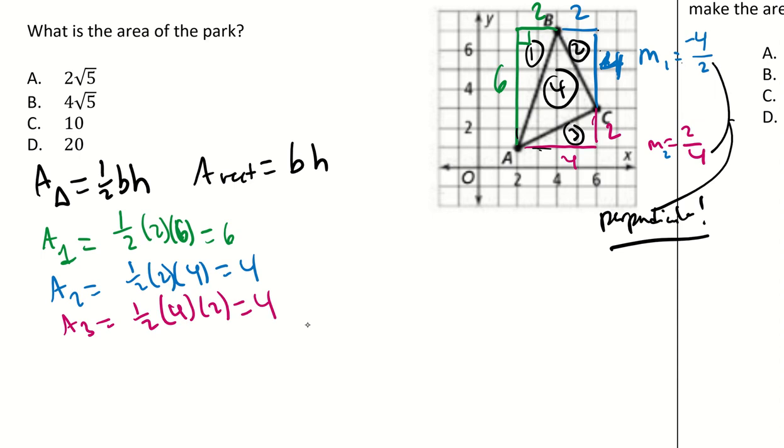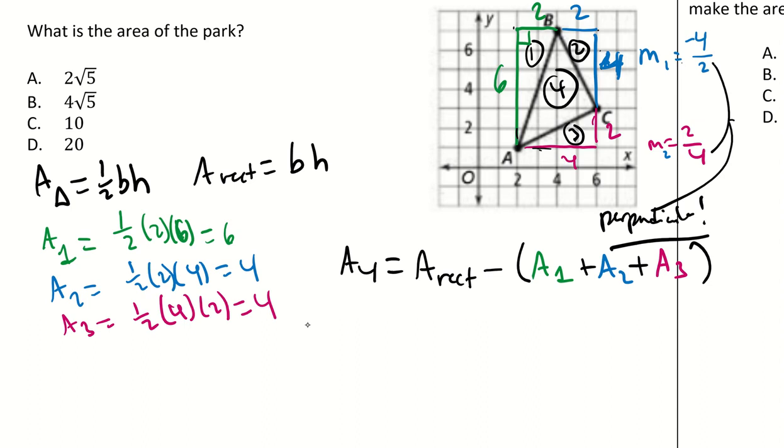So to get the area of triangle 4, I need to get the area of the entire rectangle minus the other triangles. If I add up the green, blue, and red triangles and subtract it from the rectangle, that's going to give me the rest of it, right? So I'm going to add the green plus the blue plus the red triangles, and then we can subtract it from the rectangle, and then we can get the one that we actually want.